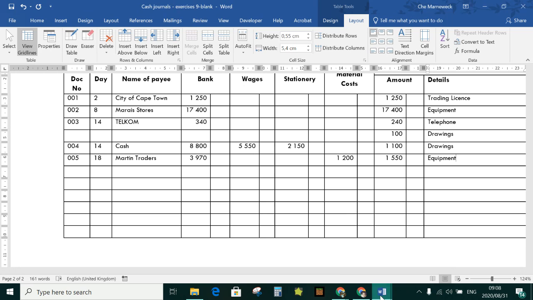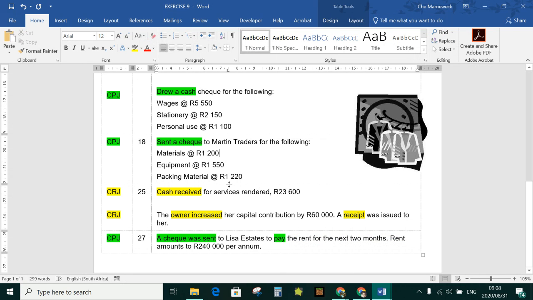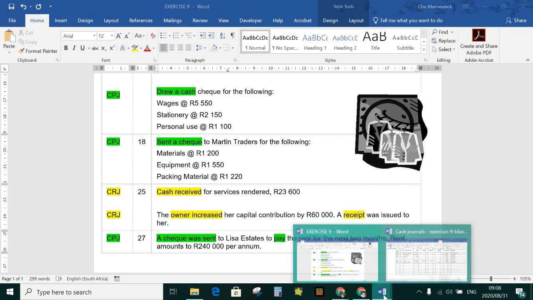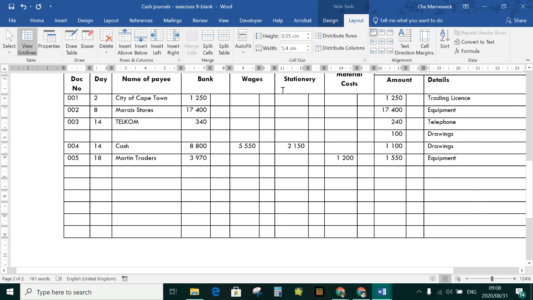And the last amount, if we have a look, is 1,220 for packing material. We look at our column headings. We don't have a column for packing material. So we'll have to drop to the line underneath in our sundry accounts. 1,220 Rand packing material.